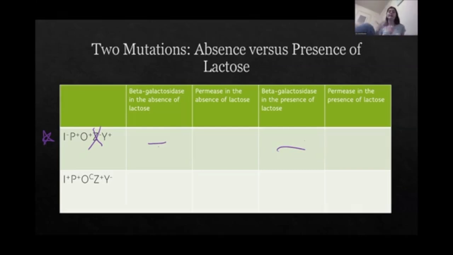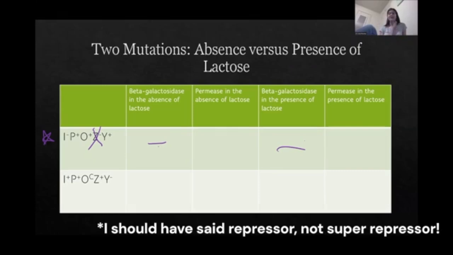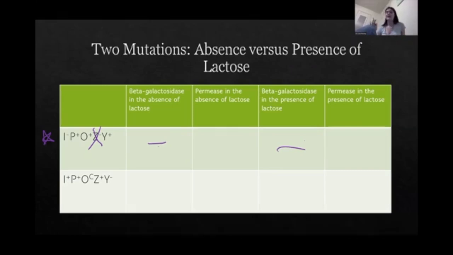And then my next step is looking to see if I have I minus or I plus. And I have I minus here. So at that point, I know that that super repressor is made in a mutant form. It can never bind to the operator, meaning transcription can never be repressed, meaning transcription is always going to be happening. So permease will be made in the presence and absence of lactose.